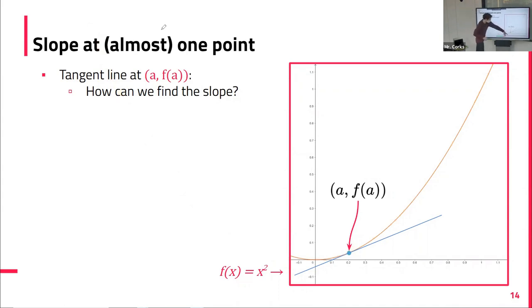So here's this point that we've chosen here. And I want the slope of the curve at that point. So I've made this tangent line, this blue line here, and we want the slope of that tangent line. But how do we find the slope of that line? Like mathematically, precisely, how can we find it?